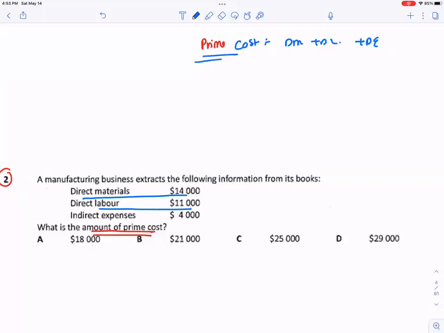What is prime cost made up of? Direct material plus direct labor plus direct expenses. We don't have any direct expenses. So this is direct material and direct labor. So what would be the option?